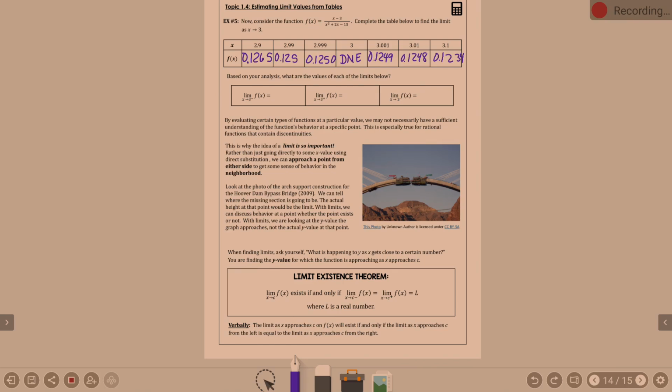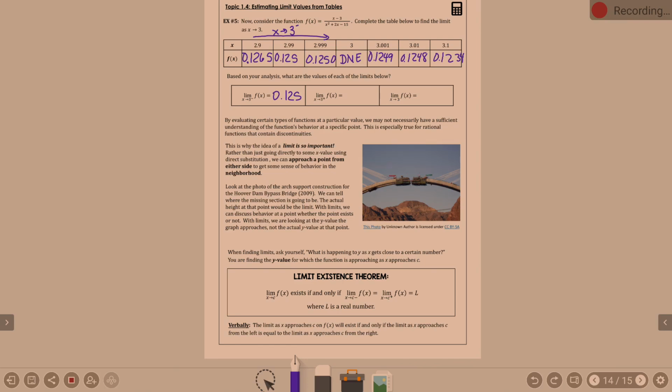The idea, okay, the limit as x approaches 3 from the left. Where are we looking? Where are the numbers approaching 3 from the left? Okay, that's the 2.999 numbers, right? So as you approach 3 from the left, what are we approaching? It doesn't exist here, but what are we approaching? 0.125. Looks like that 0.125.